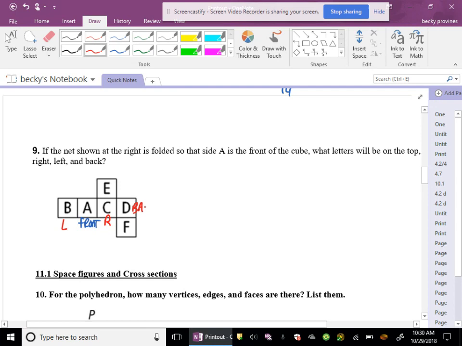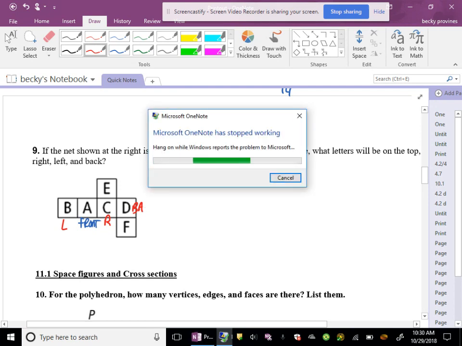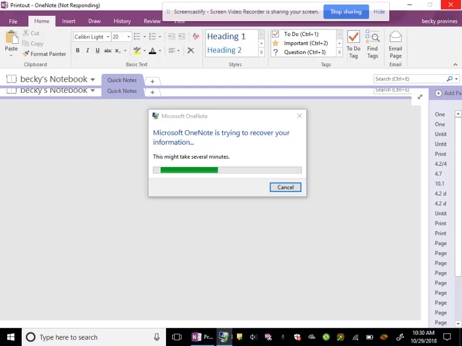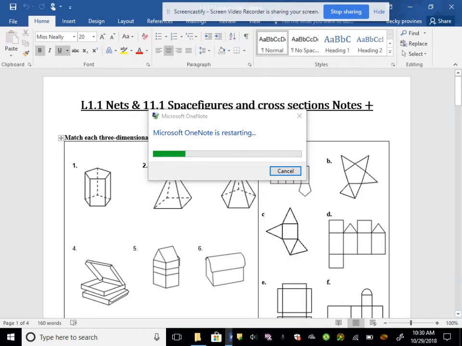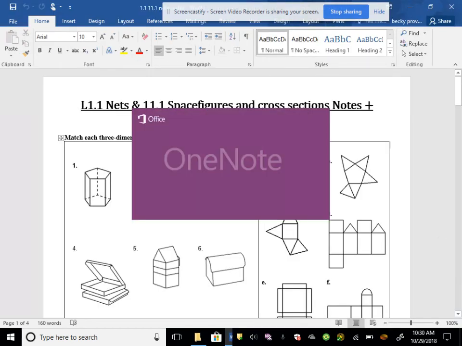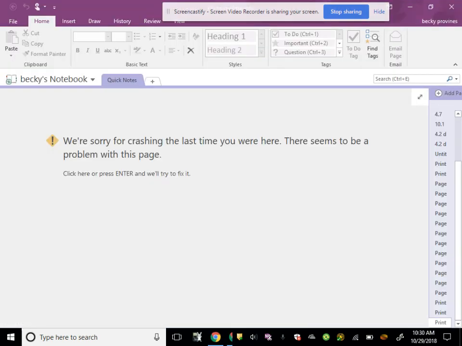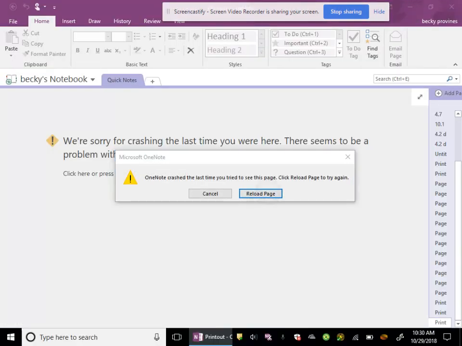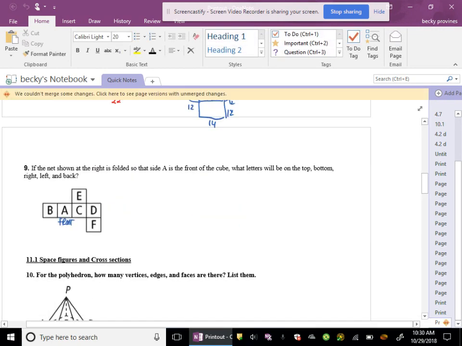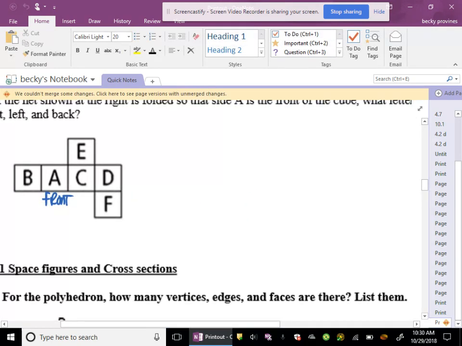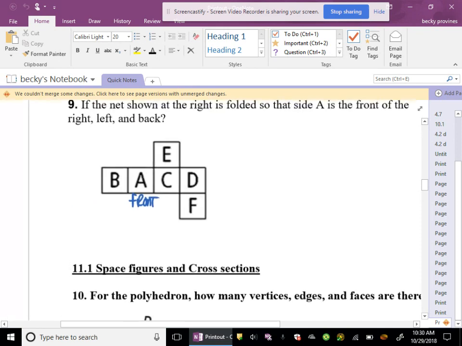So below that is the, of course, OneNote is crashing, just like kind of like we're in class. Okay, sorry about that. OneNote does not want to do math today.